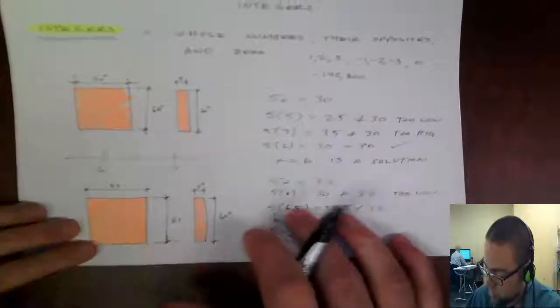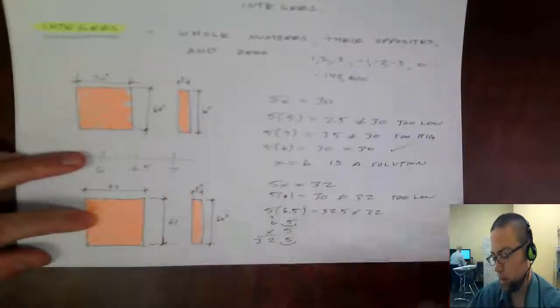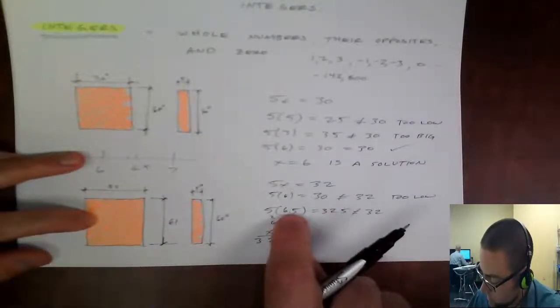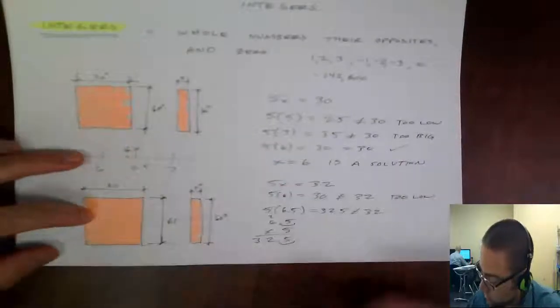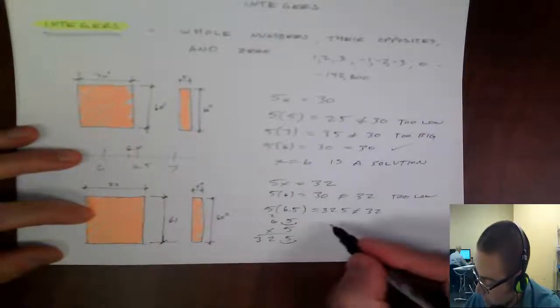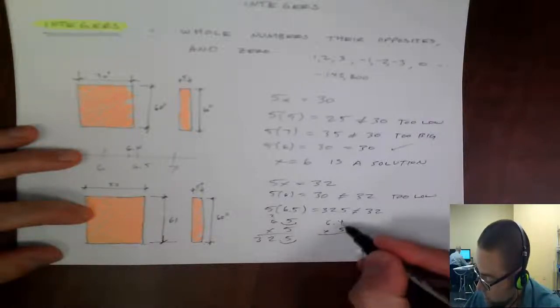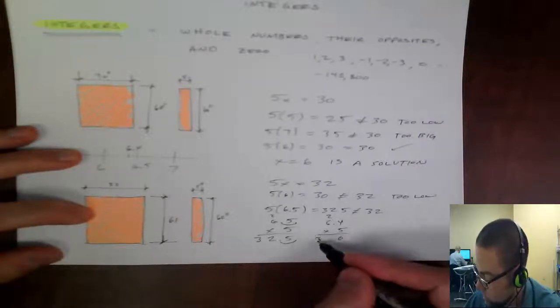So I need to go between 6.5 and 6. So I could try, how about 6.4? It seems like it's closer to 6.5 than it is to 6. So I'll try 6.4. 5 times 6.4 is 5 times 4 is 20. 6 times 5 is 30, plus 2 more is 32.